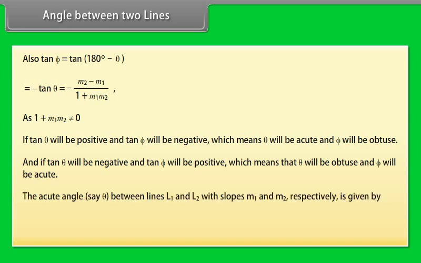The acute angle, say theta, between lines L1 and L2 with slopes m1 and m2 respectively is given by tan theta is equal to modulus of (m2 minus m1) divided by (1 plus m1 m2), as 1 plus m1 m2 is not equal to 0.